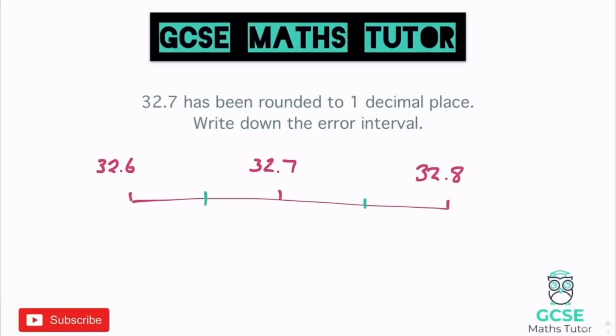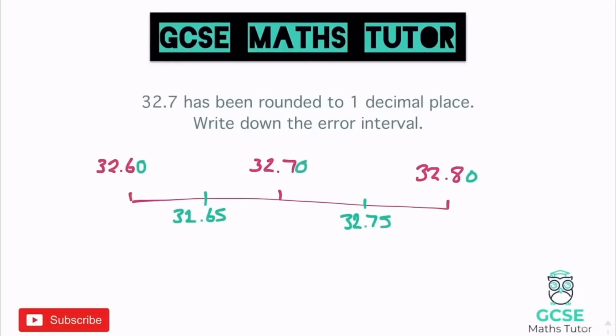Now those numbers in between 32.6 and 32.7 is 32.65, and in between 32.7 and 32.8 is 32.75. It can sometimes help adding a naught onto the end of these to visualise that. So we can say in between 32.60 and 32.70 is 32.65. That can just help to visualise it a little bit better.